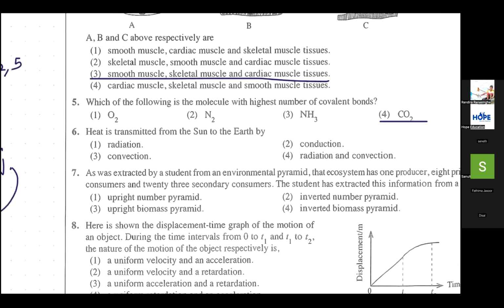Heat is transmitted from the sun to the earth by radiation. Conduction and convection both need a medium. But when heat is transferring from sun to earth, before the earth is reached, there's the space, right? We say space has no material medium. So it cannot be conduction or convection, it is radiation.